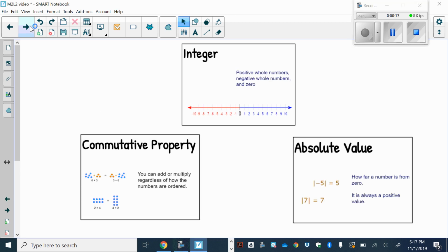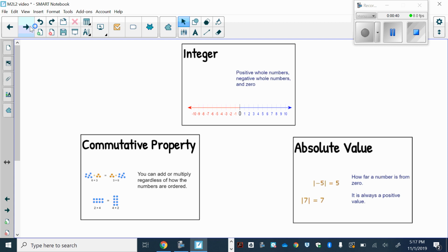So I'm realizing that we probably should have had the vocabulary card integer yesterday in lesson 1. Integers are positive whole numbers, negative whole numbers, and 0. The negative and positive fractions and decimals are technically not integers. They are part of the rational number system.